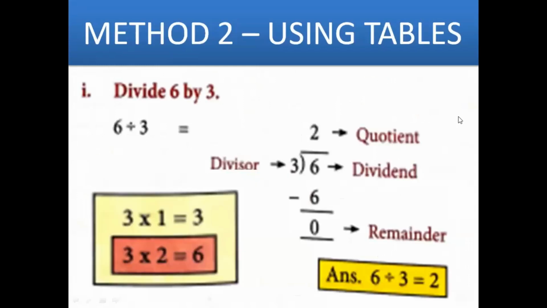Method 2. Using tables. By using tables, how to divide? Divide 6 by 3. 3 is the divisor, 6 is the dividend. 3 1 ja 3, 3 2 ja 6. So 3 2 ja 6. 6 minus 6, how much? 0. Remainder 0. Quotient 2. 6 divided by 3 is equal to 2.